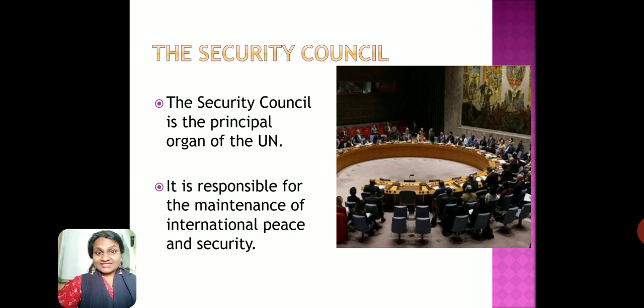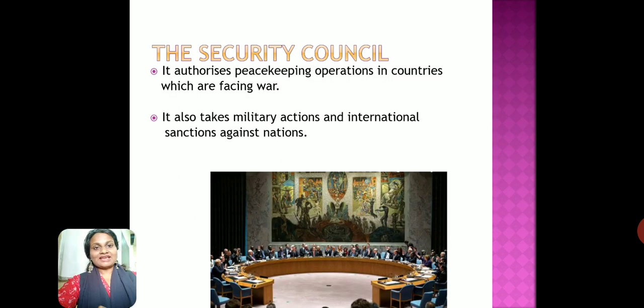So it is a principal organ. That means that it is an important organ of the United Nations. So what is their job? What does the Security Council do? It maintains international peace and security, like I had said in the previous video also. So it means that the Security Council is supposed to take all those necessary steps to see to it that there is international peace. If there is any issue in any country, then they are supposed to take care of this peace and security issue.